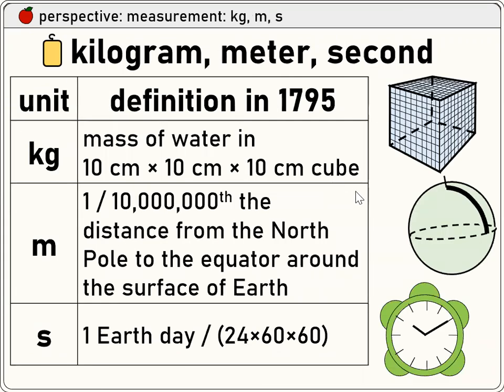Speaking of those three, let's look at the history of those. Here are the original definitions of these. We're talking about, of course, the metric system, which comes from France in about the 1790s. These were the original definitions. Now, the modern definitions are based on universal constants. They get away from physical objects, but they're roughly equivalent to these values right here.